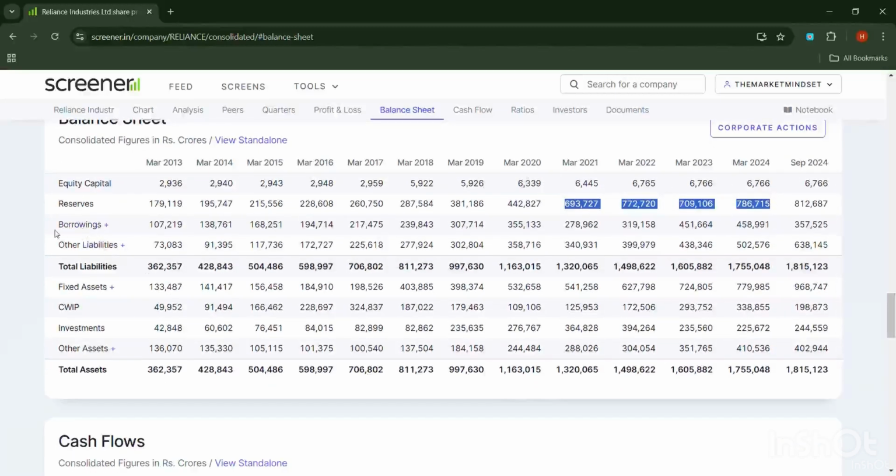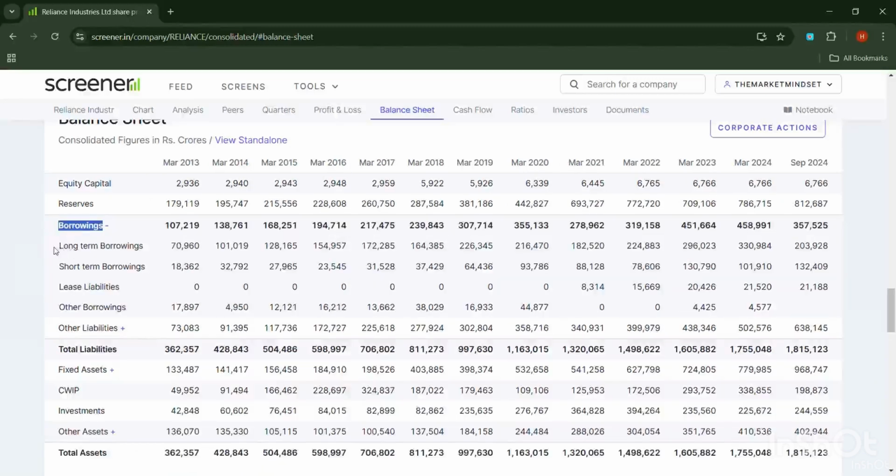Borrowings basically refers to the loans taken by Reliance Industries. When you click on borrowings, it is further bifurcated into long-term borrowings, short-term borrowings, lease liabilities, and other borrowings. Long-term borrowings are basically the loans taken by a company for more than 1 year. It is used to finance the long-term needs like purchasing of fixed assets, etc. As you can see, the long-term borrowings of Reliance Industries has been constantly growing from March 2021, which shows that Reliance Industries is heavily buying new assets.